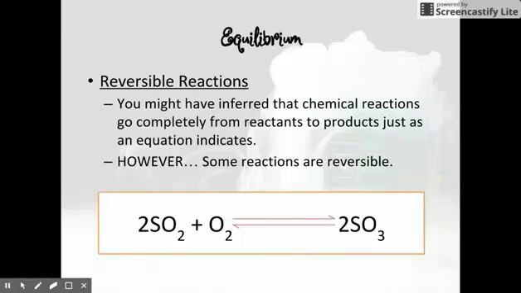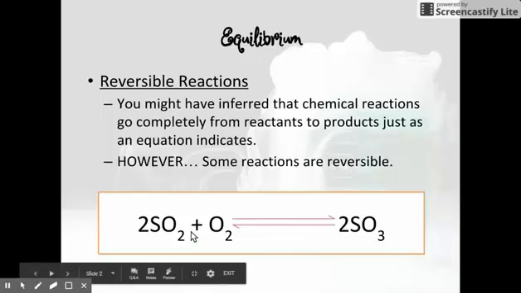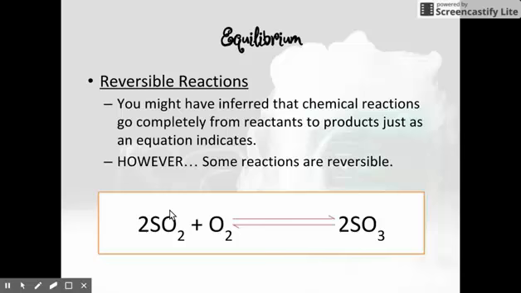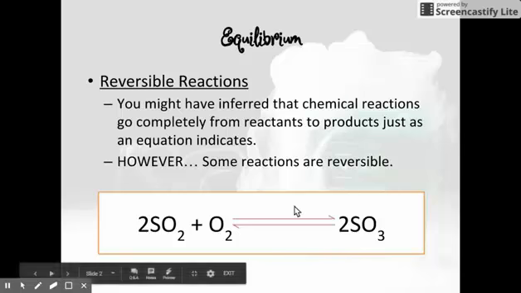Normally, when we talk about reactions, we think of them as going one direction, from our reactants to our products. However, almost all reactions are reversible, depending on how much energy you have to put in to get the reaction to work. So for example, SO2 and oxygen can form sulfur trioxide, but sulfur trioxide can decompose back into these two. And it reaches a point where there's a balance between the forward and the reverse. So reversible reactions are represented with this double arrow.